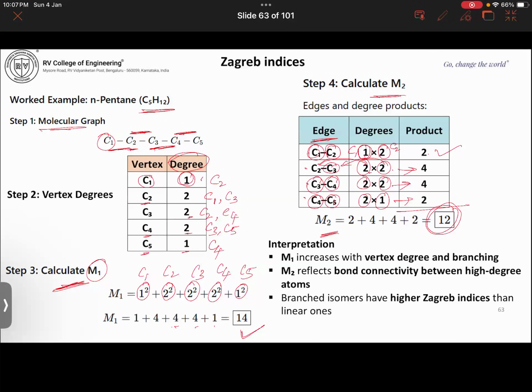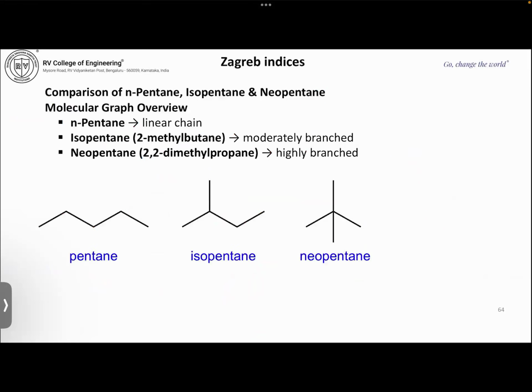So the interpretation from these numbers is that M1 increases with vertex degree and branching. So if the branching and vertex degree increase, obviously the M1 increases. M2 reflects the bond connectivity between the high degree atoms. Then the branched isomers have higher Zagreb indices than linear ones. Let us calculate the Zagreb indices for the isomers. Let us take this as an example: n-pentane, isopentane, or neopentane. These are the isomers.